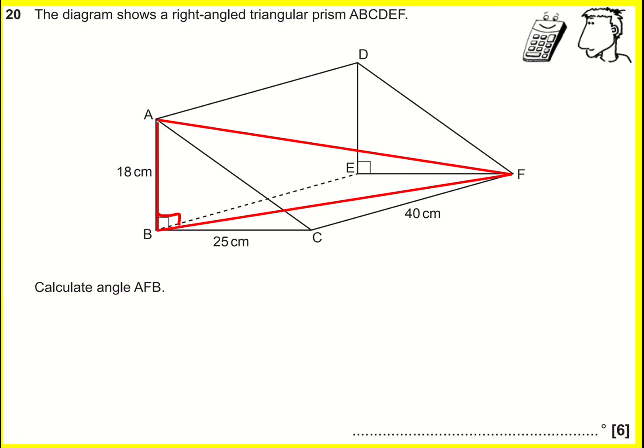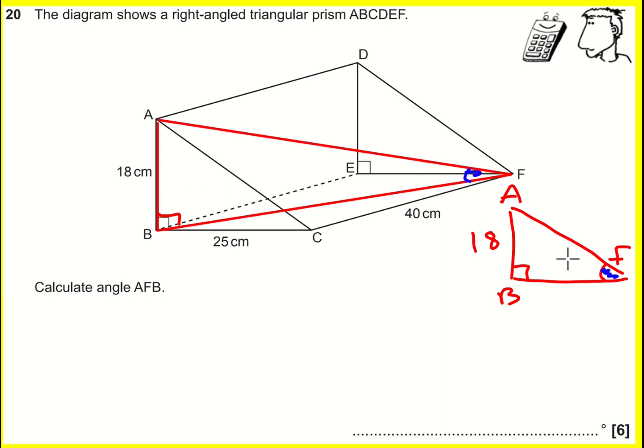So I'm going to draw it just over here. And we've got this right angle. I've got A, I've got B, and I've got F. And then what else do I know? I know the height is 18, and I want to work out AFB. That's this angle here. Actually, I'm going to do it in blue. This is the angle I want.